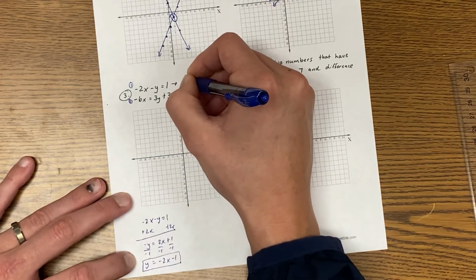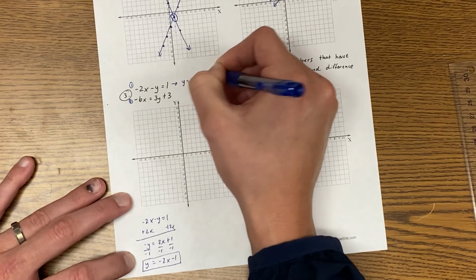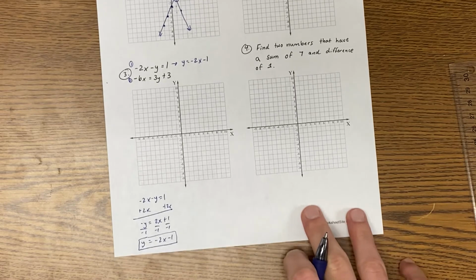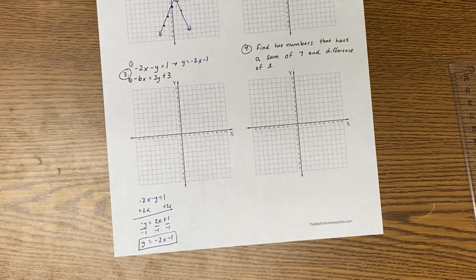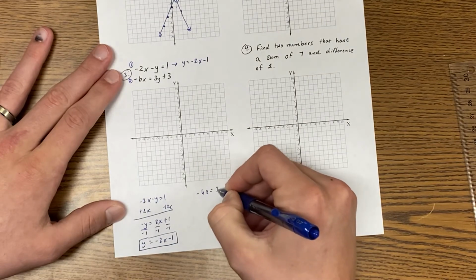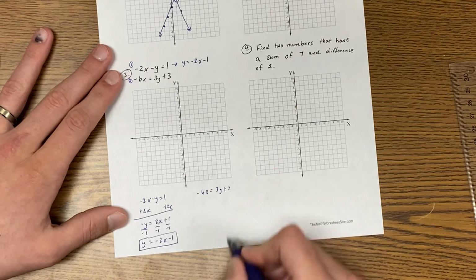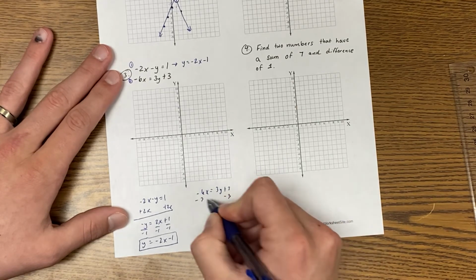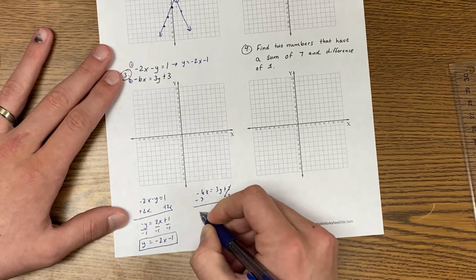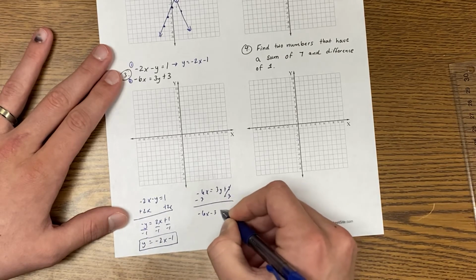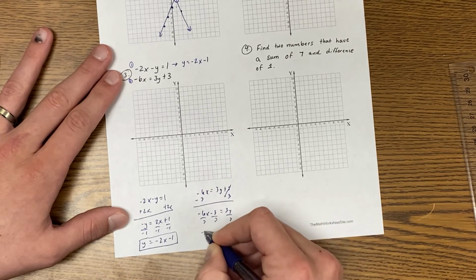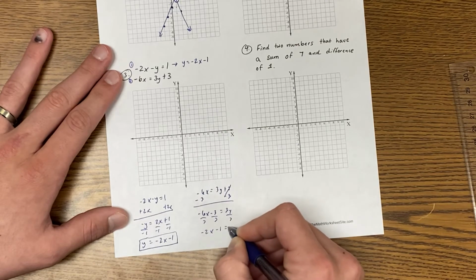So we could say that this is y equals negative 2x minus 1. And that gives us our equation in slope-intercept form. So now we can graph that in just a second. Equation number 2 is negative 6x equals 3y plus 3. Here I'm going to go ahead and subtract 3 because I want to get my y on its own side of the equation. So I have negative 6x minus 3 equals 3y. Divide everything by 3, and I get negative 2x minus 1 equals y.